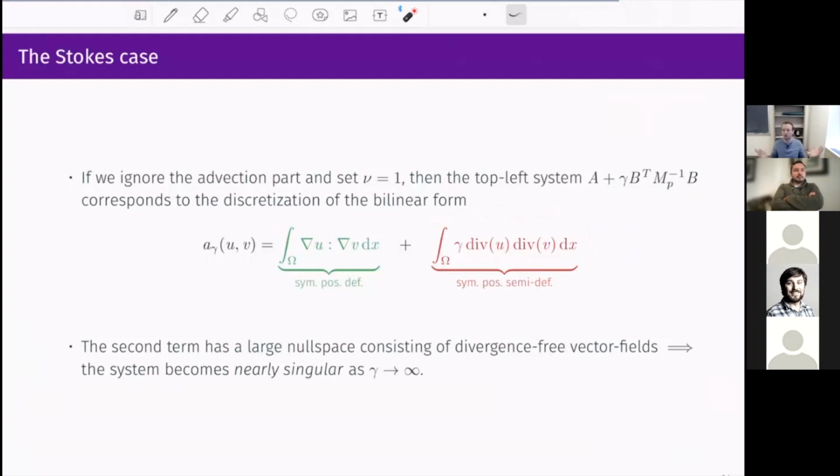And we know from numerical linear algebra that any matrix that has a large null space essentially isn't great for us. And so the sum of these two systems becomes what we say is nearly singular as gamma goes to infinity, right? Because this matrix with the huge null space dominates. So how do we solve a nearly singular system is the question.